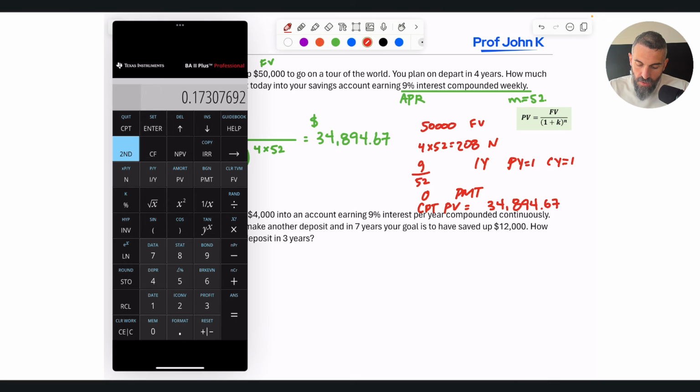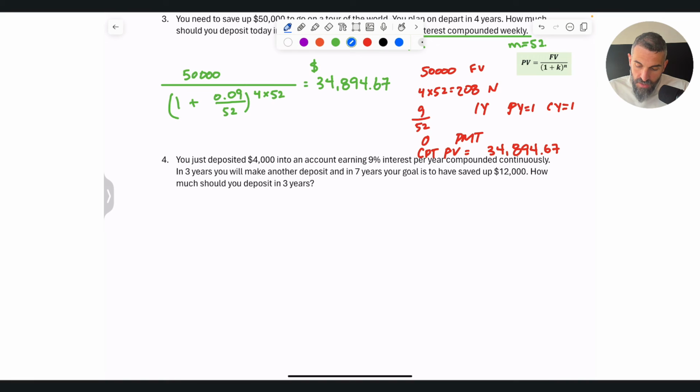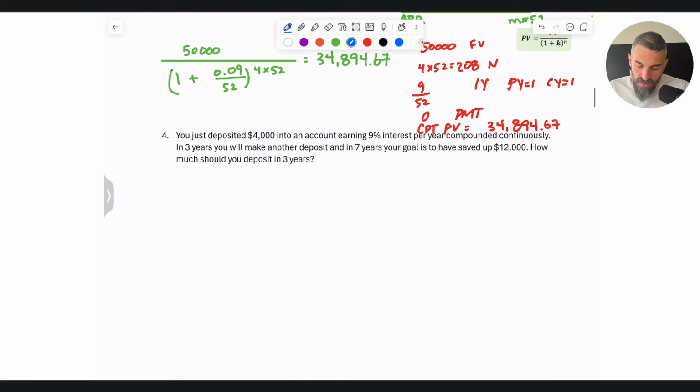Okay, so let's move on to question number 4. You just deposited $4,000 into an account. So this is present value, earning 9% interest per year compounded continuously. In 3 years, you'll make another deposit. And in 7 years, your goal is to have saved up $12,000. How much should you deposit in 3 years?